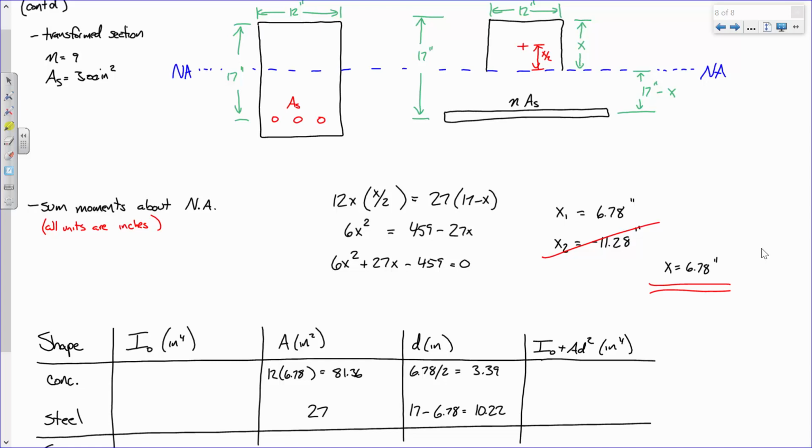Next up, moment of inertia. Now, let's take the concrete first. We have a box that's 12 inches wide, and how tall is it? 6.78, or x. So what's the moment of inertia that's 12 inches wide and x tall? 12 times x cubed over 12, right? bh cubed over 12. So 12 times 6.78 cubed over 12, and that equals what? 311.67. Do I have a second on that?